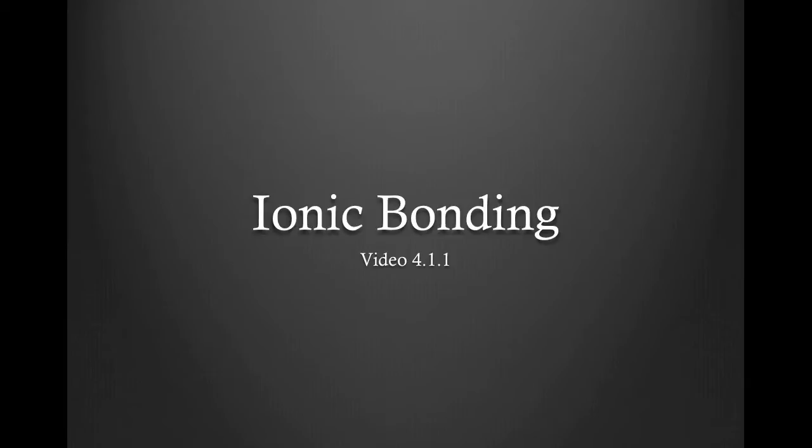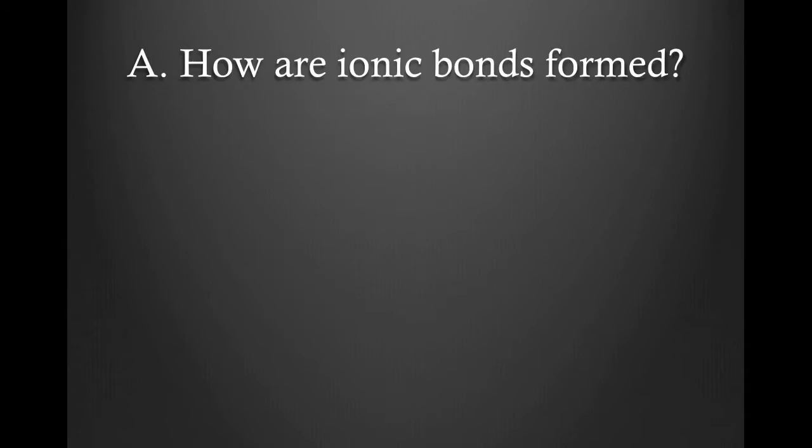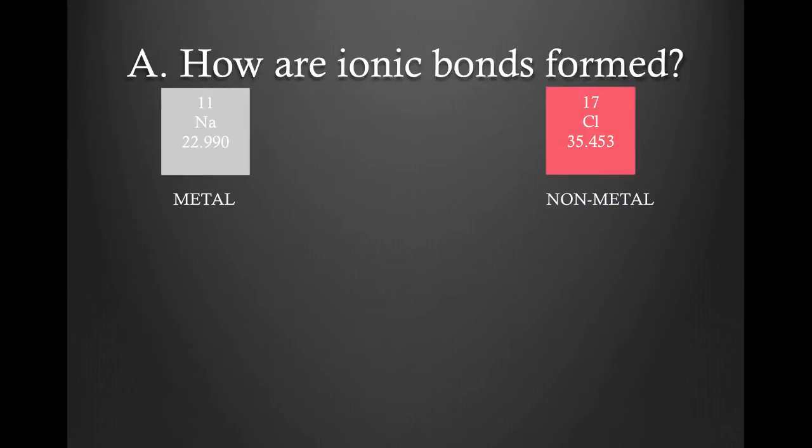This is topic 4 and this is section 1, first video in section 1. So the first question we're going to ask ourselves is, how are ionic bonds formed? Ionic bonds are always formed between a metal and a non-metal.